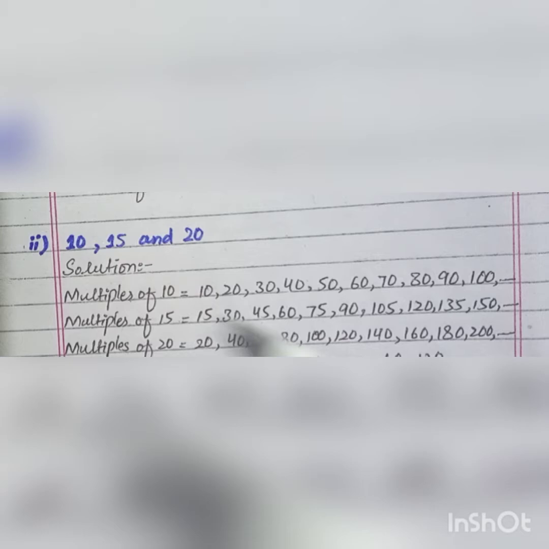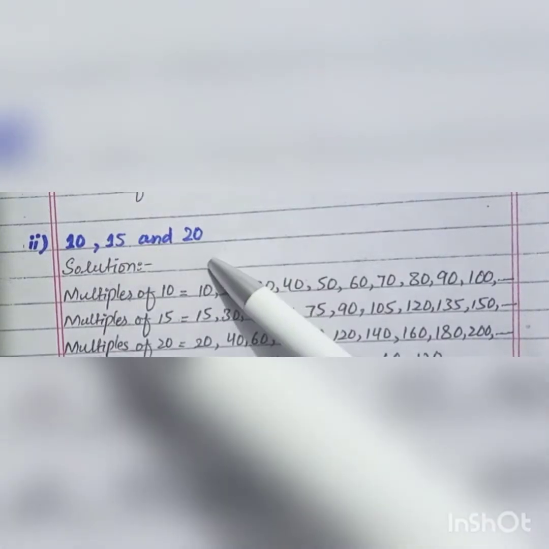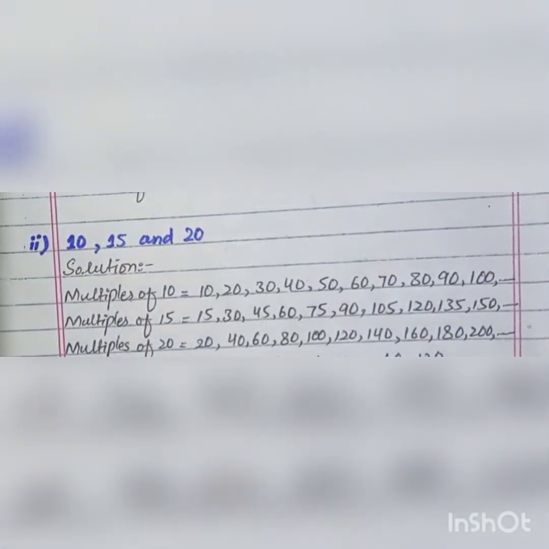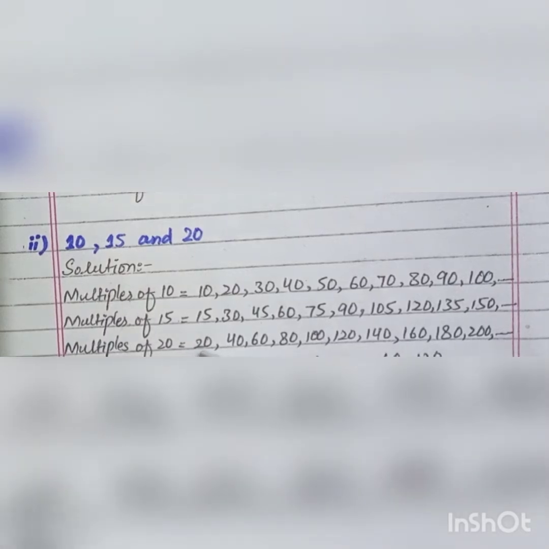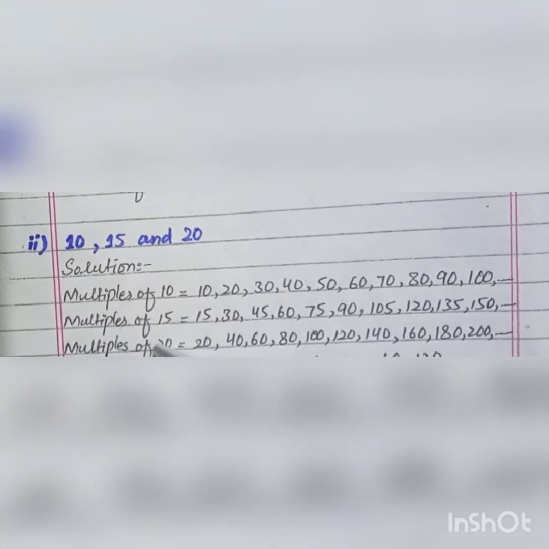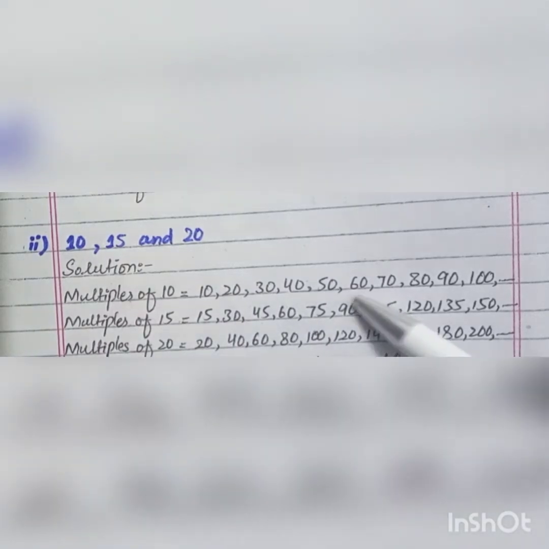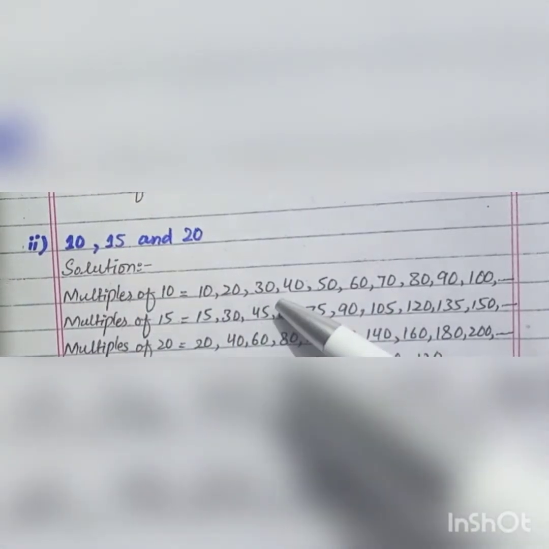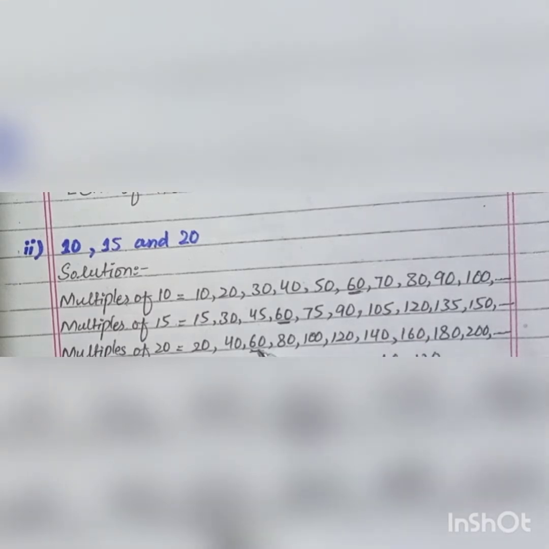Students, these are the multiples of the given numbers 10, 15 and 20. Let's see the common multiples of 10, 15 and 20. You can see that 20 is not common, also 40 is not common, and now let's see whether 60 is common or not. You can see 60 is present in the multiples of 20, also in the multiples of 15 and also present in the multiples of 10. As you can see here, 60 is common.